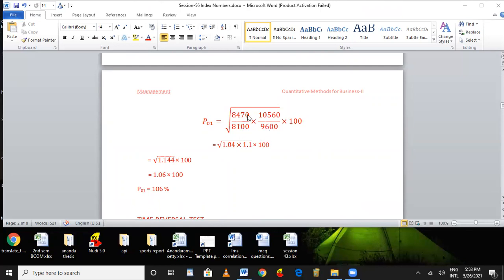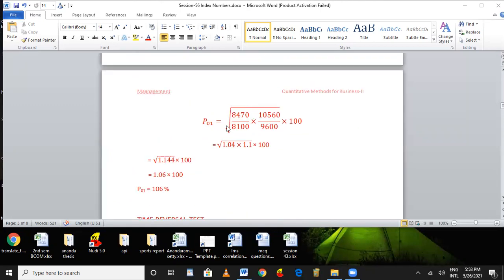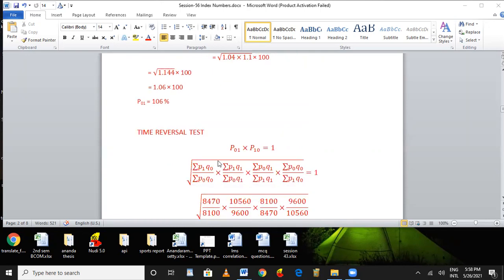If you divide 8470 by 8100, we will get 1.04. 10,560 divided by 9,600 gives 1.1. If you multiply and remove the root and multiply it by 100, you will get P01 as 106. Here 106 is the P01 index number according to Fisher's index number. He says that you have to apply the geometric mean as it is an appropriate measure of index number. So here P01 is equal to 106.